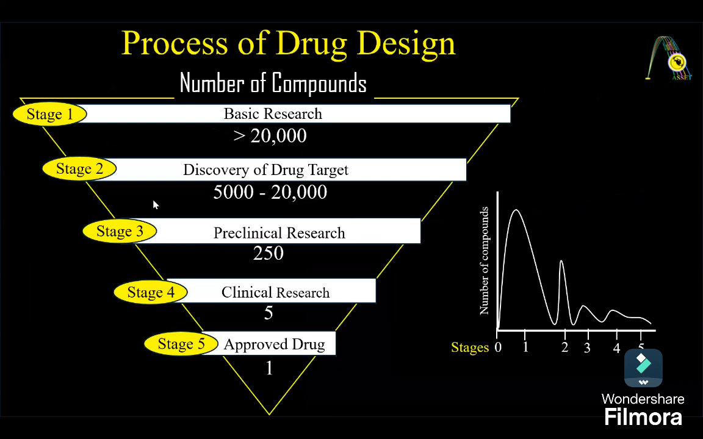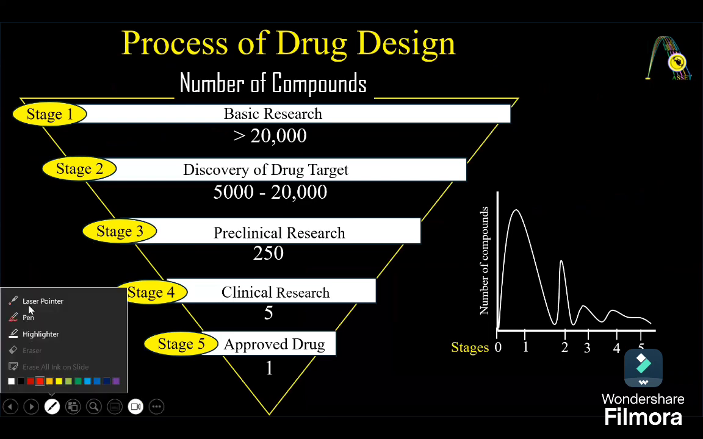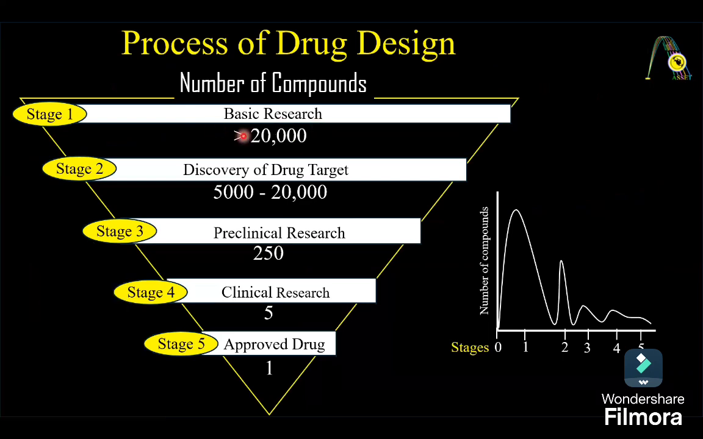In our basic research stage, you might have 20,000 compounds that we identify that have some sort of effect on diabetes, right? We identify more than 20,000 different compounds that have some sort of relationship to diabetes. Then in our stage 2 process, this would be our discovery of a certain target. For example, we want to look for a specific target of those diabetes compounds that we've identified.